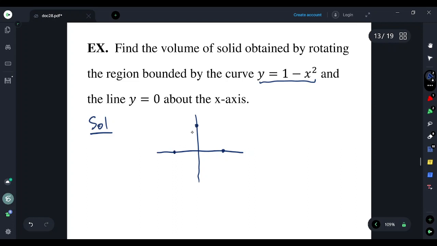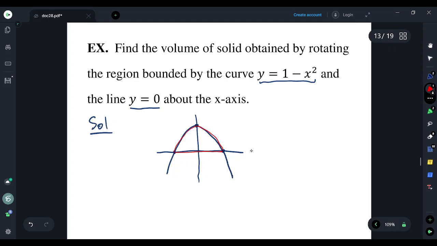So this is the parabola that's gonna go downward. And the line y equals 0 is just the x-axis, right? So it means that the region we are looking at is this region.